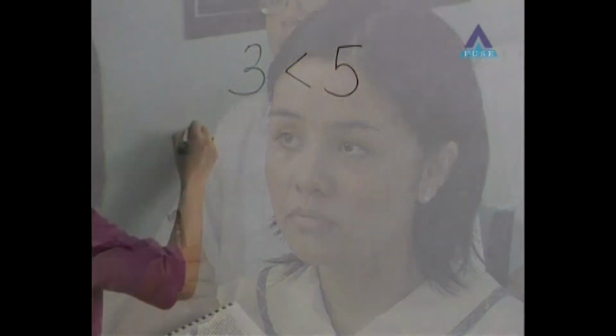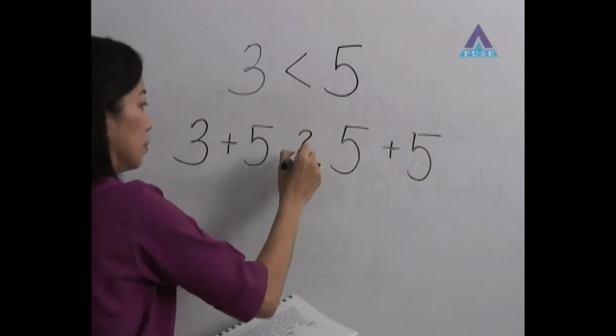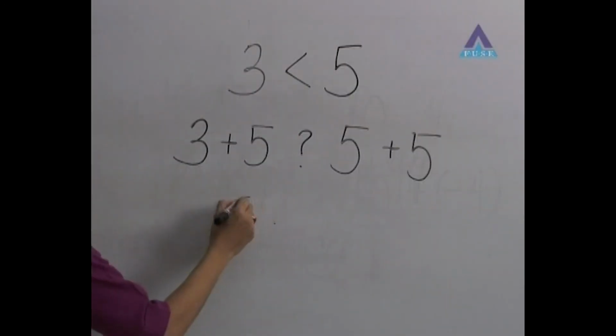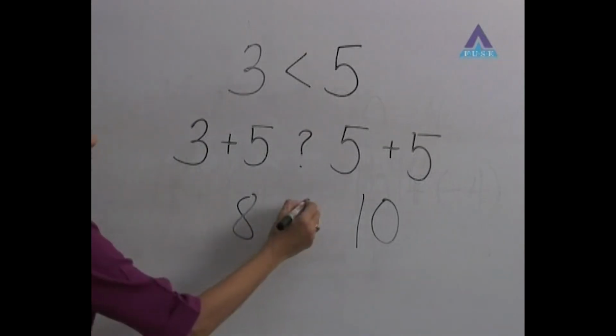Now think of a number we can add to both 3 and 5. Ma'am, how about 5? That's good. So what is 3 plus 5? 8. Correct. And what is 5 plus 5? 10. Excellent. Is 8 less than or greater than 10? 8 is less than 10.